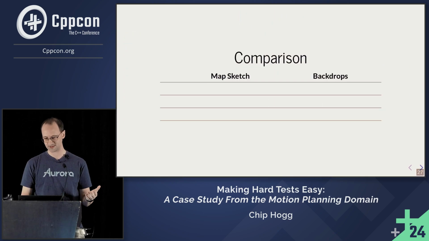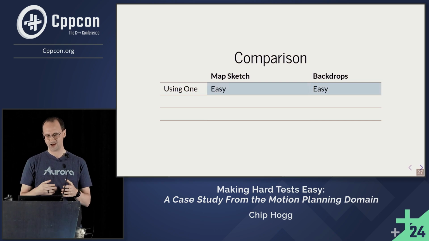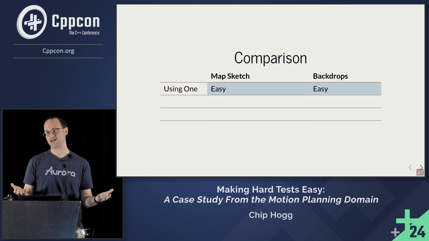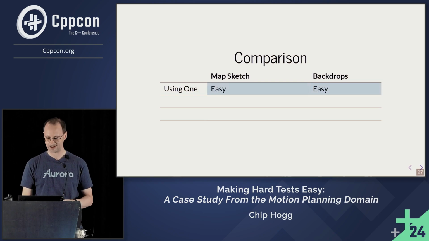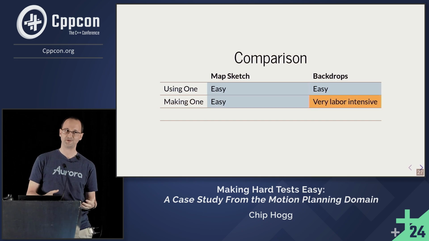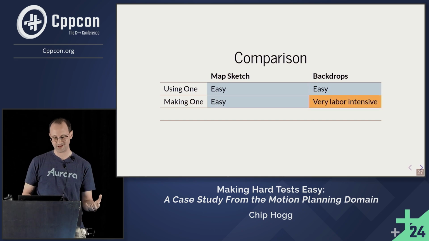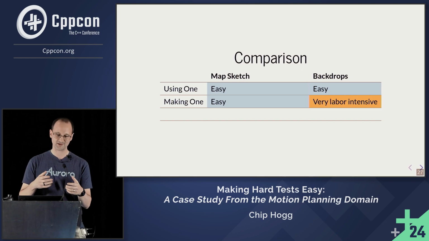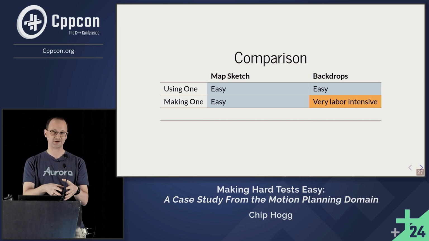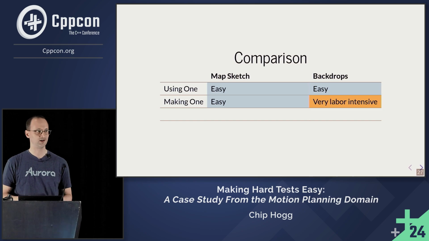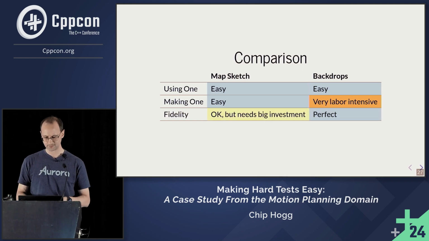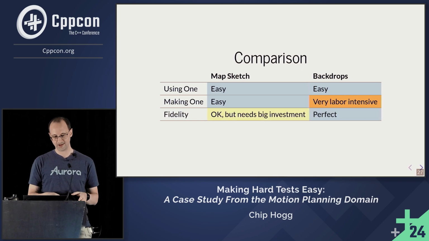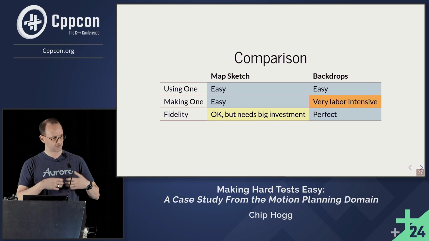So to compare our options here, if you get either one of these in a test, they're really easy to use. They're just a bag of well-named paths. Making one for the sketch option is super easy, super readable. Backdrops is a pain. There's just no way around that. It's a lot of work to make each backdrop, and then you hope you would reuse it for a great many tests. Now for fidelity, the sketch approach can be good.